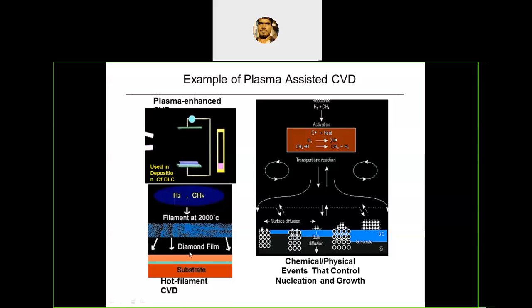There also, on the substrate, the diamond film is one different type of process. So it is depositing on the substrate. And here it is two chemicals and a chemical reaction, at a temperature of 2000 centigrade.